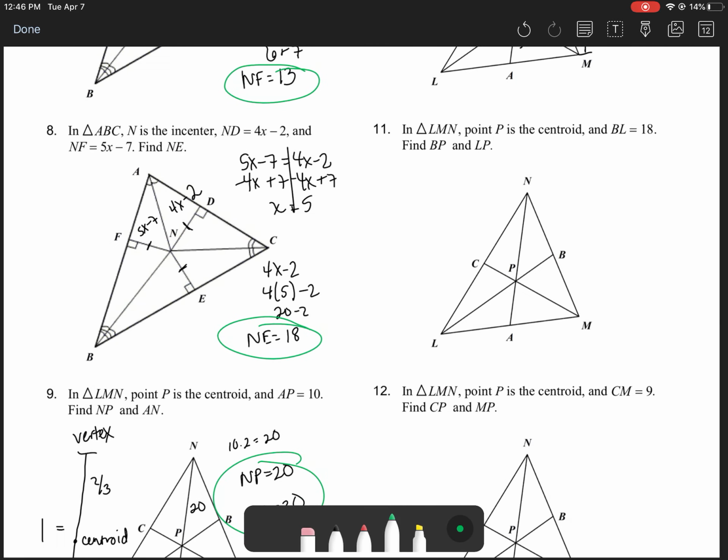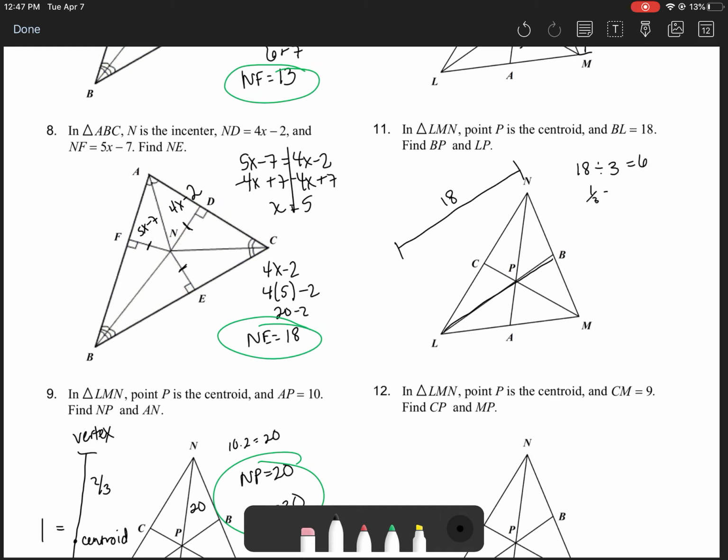For number 11, we're starting to change this a little bit. So it's giving me point P is lying as a centroid. So I still know P is a centroid, the 2/3, 1/3 rule. But I'm given BL is 18. So this whole length, the entire part is 18. Now, I have to split that into my 2/3 and 1/3. And the easiest way to do this is to divide it into thirds by dividing by 3. So 18 divided by 3 is 6.